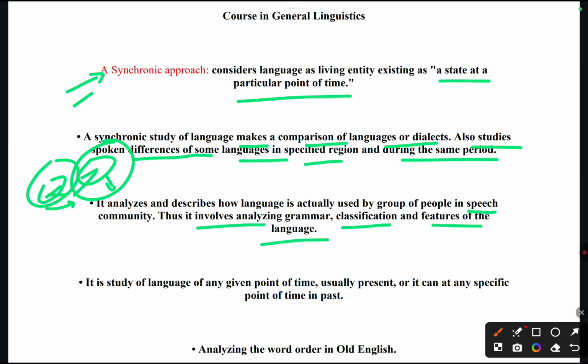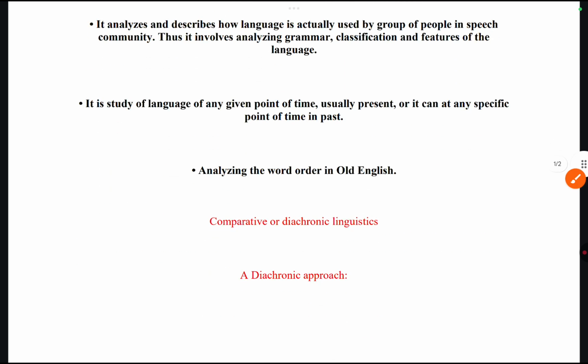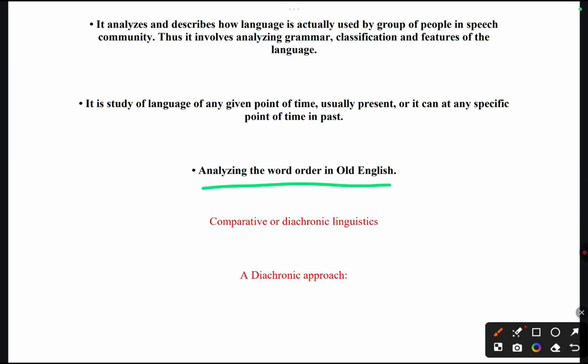In simple terms, the features and the functions of a language at a particular point of time or a particular phase of history, that we study in the synchronic approach. It is the study of a language at any given point of time, usually the present or any specific point of time in the past. In other simple terms, it is analyzing the word order in old English.